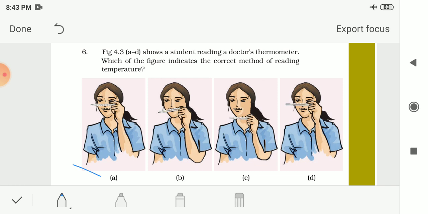In option D, you can see that the student is holding the bulb of the thermometer, which is again a false or incorrect method to record the temperature. We should not hold the bulb of the thermometer, but we should hold the thermometer by the side opposite the bulb. So here the correct answer is option A.